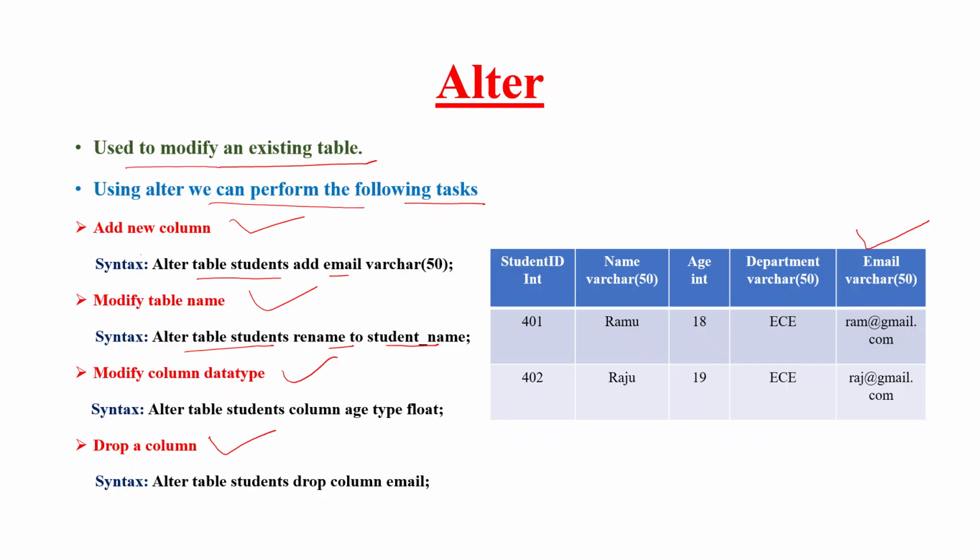Next, modify column data type. Sometimes we can also change the data type of a column in the existing table. For example, I want to change the data type of age. Here is the existing table. What is the data type here? Integer is there. So to modify the data type of this age column, I can write the syntax: alter table students with the column age and type float. I am changing from integer to float.